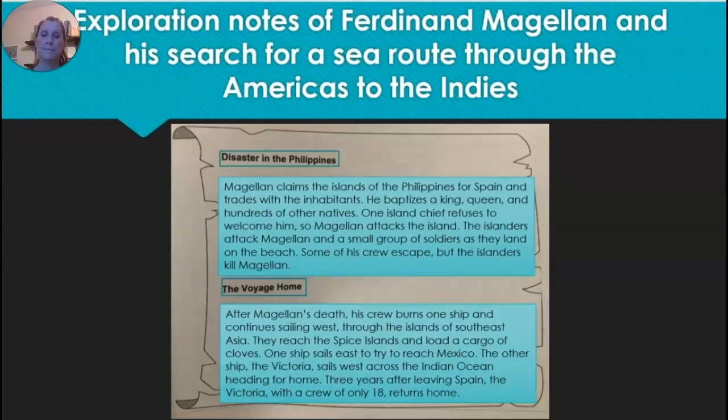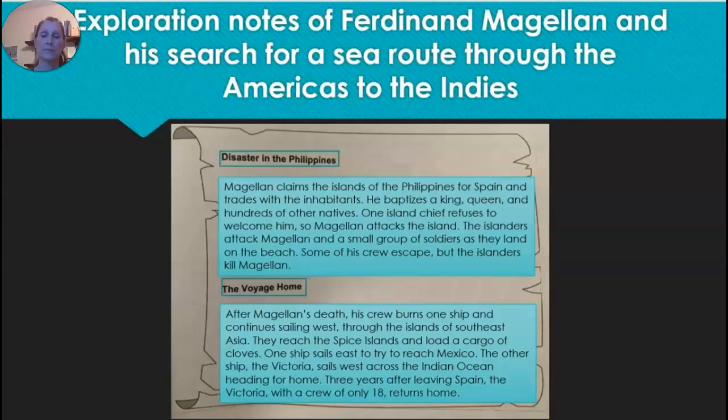Disaster in the Philippines. Magellan claims the islands of the Philippines for Spain and trades with the inhabitants. He baptizes a king, queen, and hundreds of other natives. One island chief refuses to welcome him, so Magellan attacks the island. The islanders attack Magellan and a small group of soldiers as they land on the beach. Some of his crew escape, but the islanders kill Magellan.